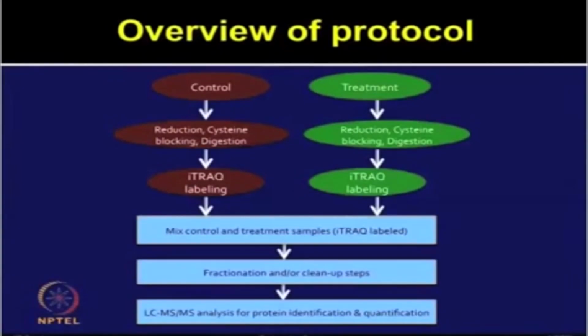So, now let us have a look at the overview of this protocol. We had control and treatment populations. Each of those samples was first reduced, cysteine blocked and digested. After that, iTRAQ labeling was performed for each sample. Then control and treatment populations were all mixed together with the iTRAQ labels. Fractionation and/or cleanup steps were performed, and then LC-MS/MS analysis can be performed for protein identification and protein quantification.